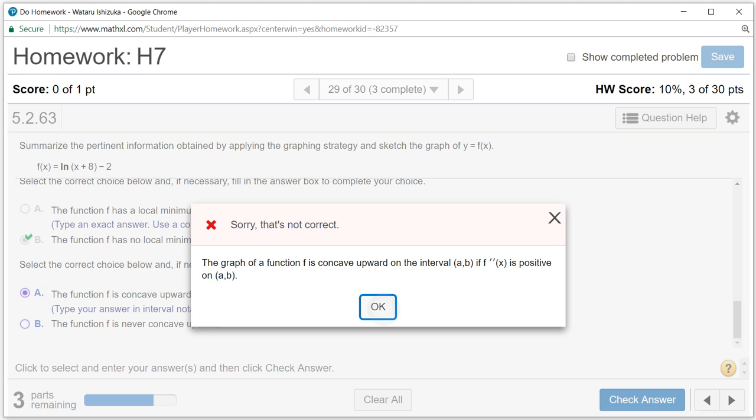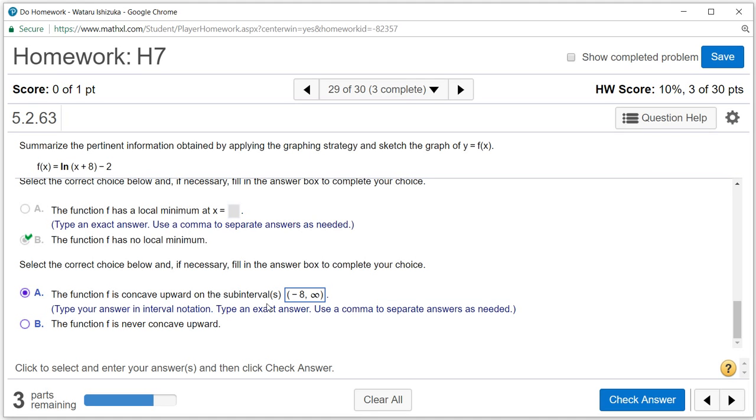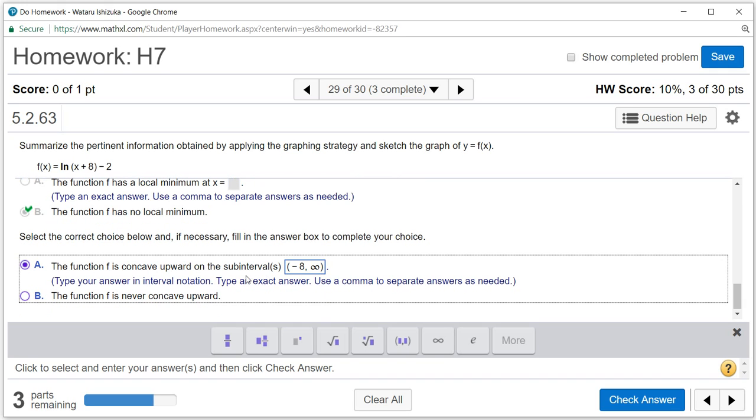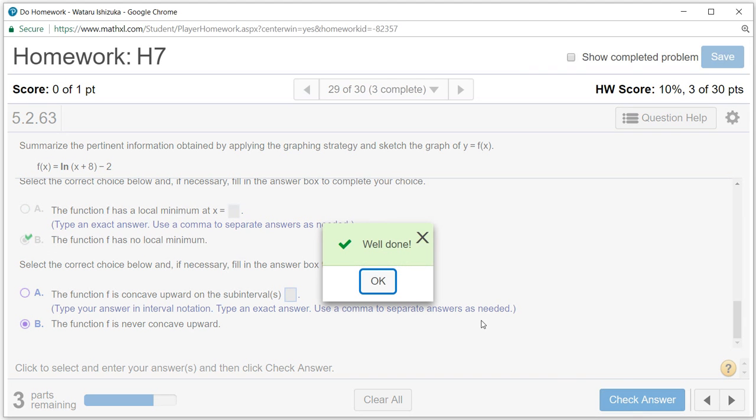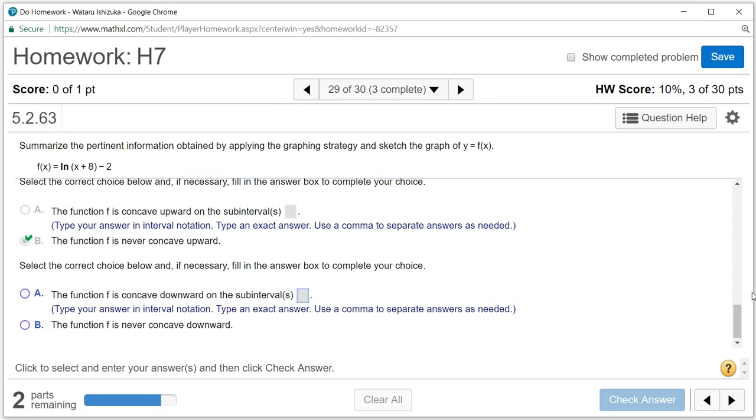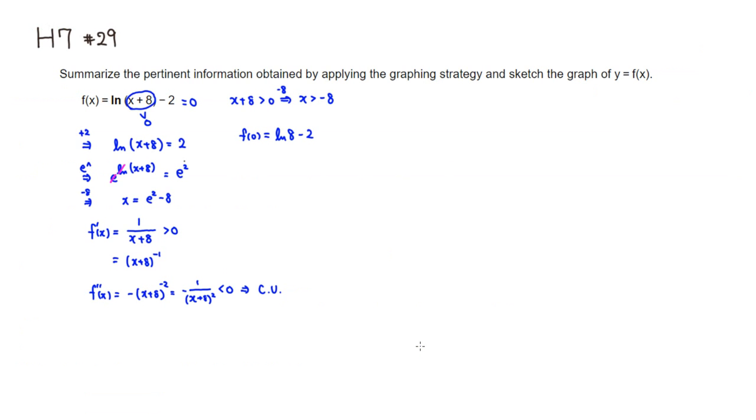Oh, sorry, because a concave upward. Sorry, I meant the concave downward. So I'm going to just erase this. Never concave upward because it's always concave downward. Did I miswrite it? Oh, okay, so I actually miswrote it, so sorry about that. That was my mistake. This is concave downward because it's negative, right?